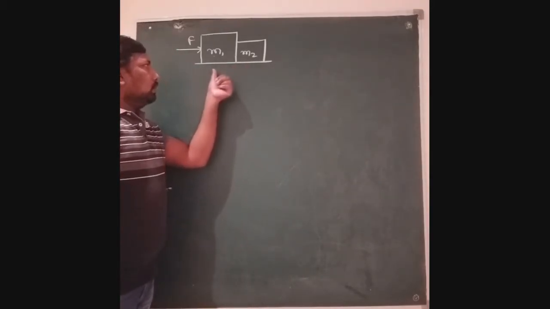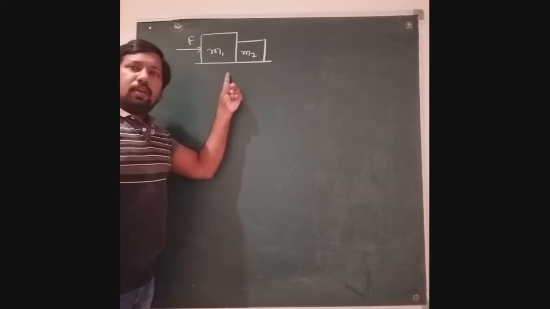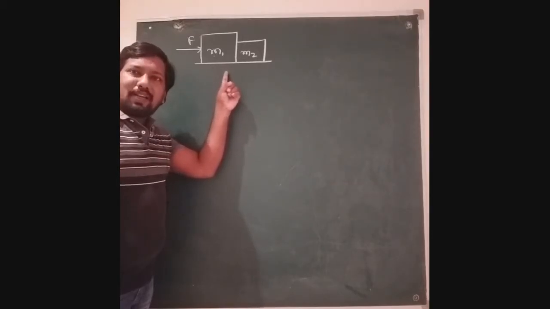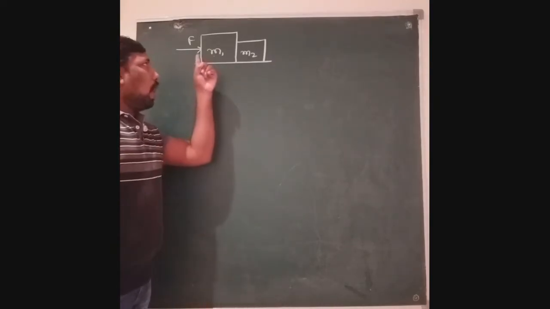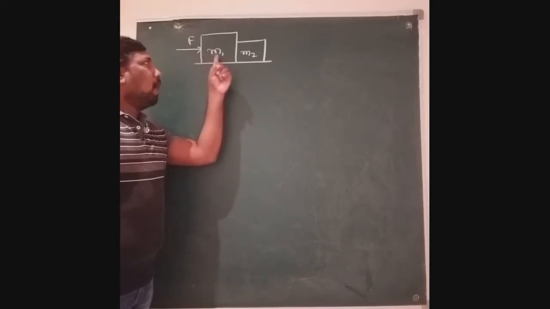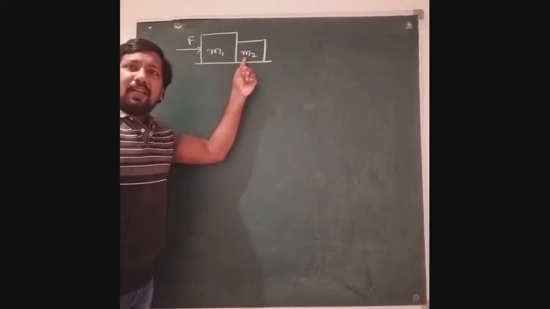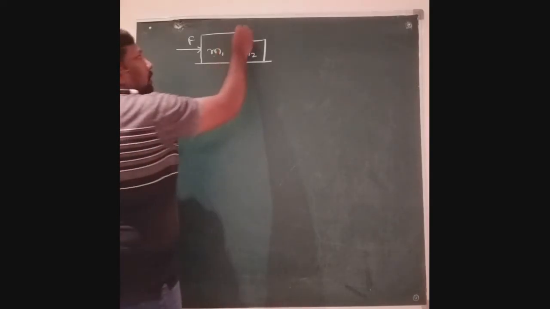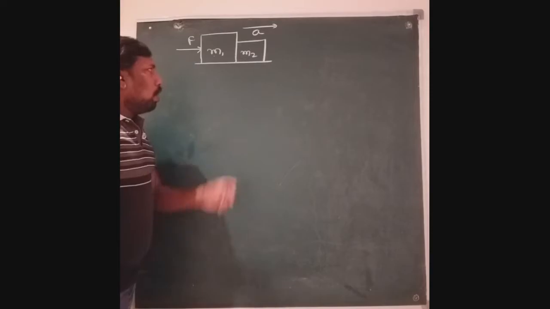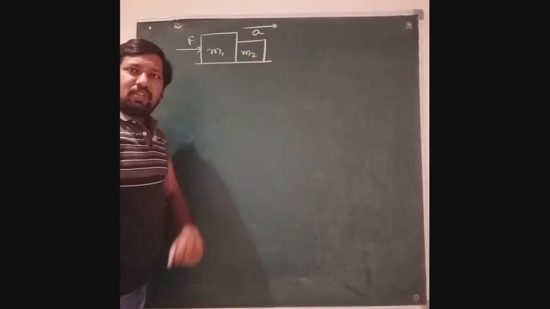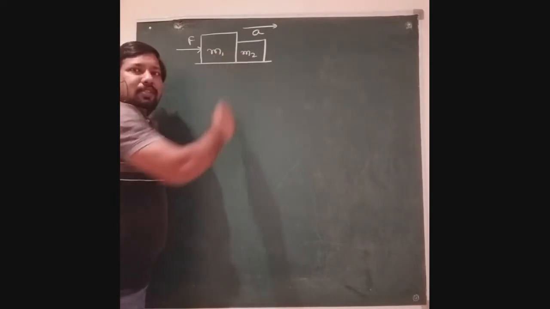So here the two blocks are lying on a smooth horizontal surface. These two blocks are in contact with each other. Then a horizontal force acts on the block m1. Then these two blocks move together with the same acceleration. Its acceleration direction is left to right. Now we can find out the acceleration of this system and the contact force between the two blocks m1 and m2.